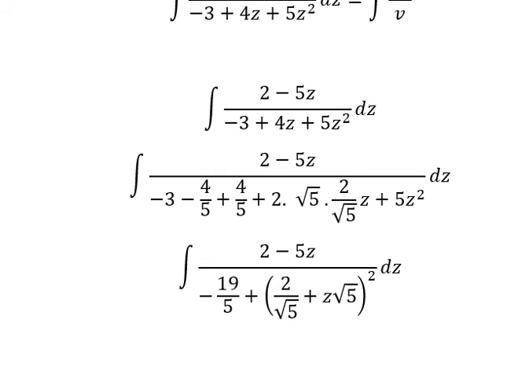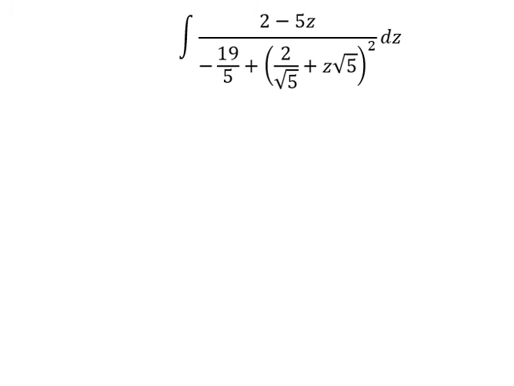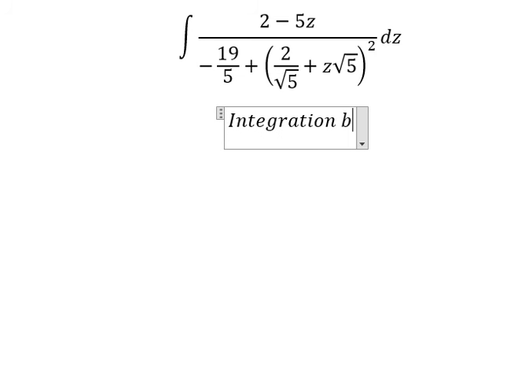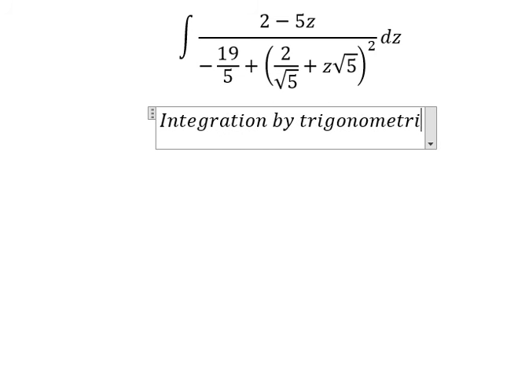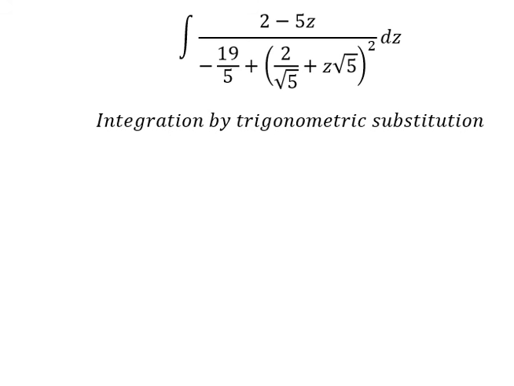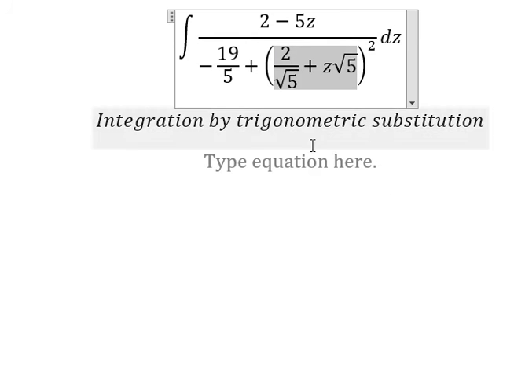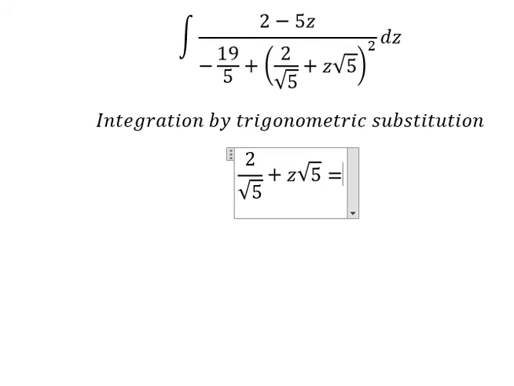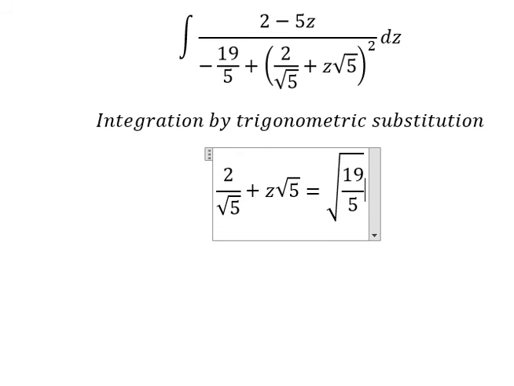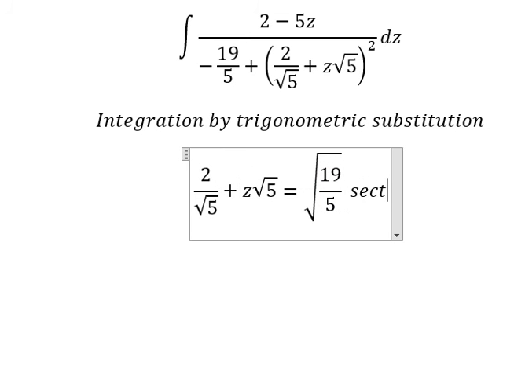Next, we can use integration by trigonometric substitution. So I will put z equals the square root of 19 over 5 secant of t.